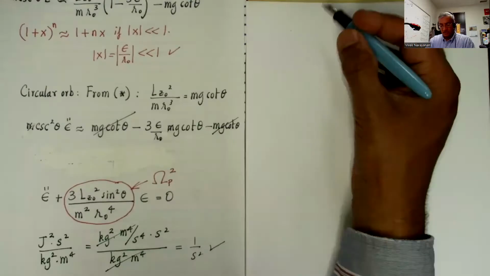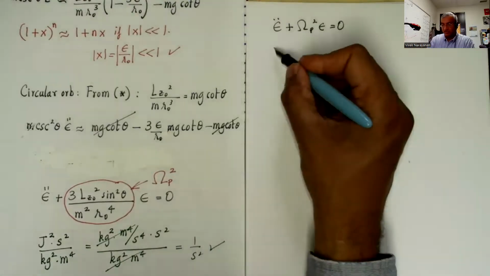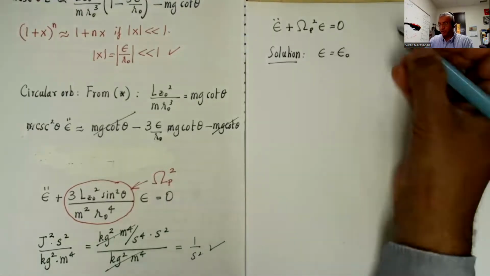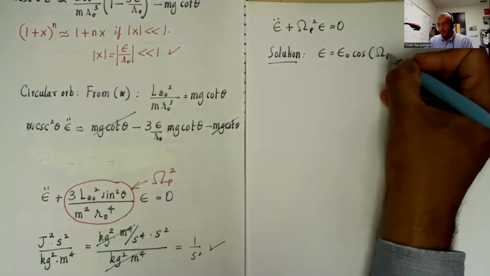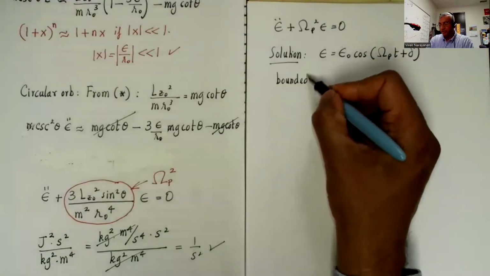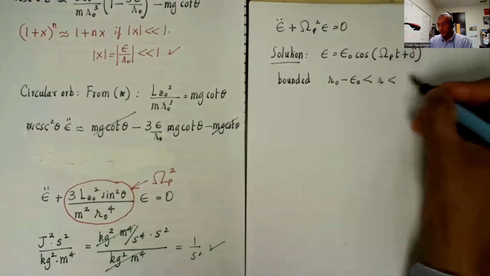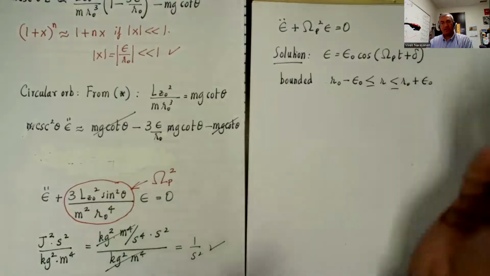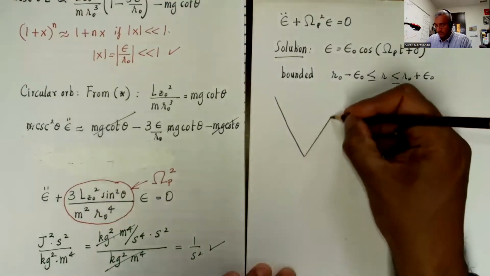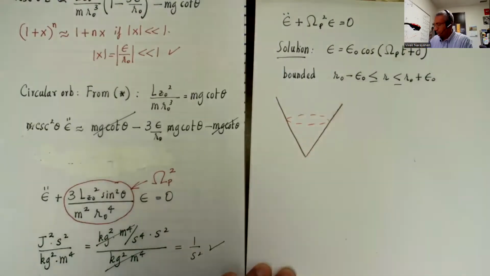So we can solve this equation. The equation I have is epsilon double dot plus omega p squared epsilon equal to 0. And the solution is obviously cosine or sine. I'll write it like this: epsilon equals epsilon naught cosine of omega p t plus delta. So it's a bounded perturbation, and the bound is between r naught minus epsilon naught to r naught plus epsilon naught, because cosine is bounded between -1 and 1. So we have shown that it's radially bounded. In terms of a figure, what this would look like is if you perturb this, the orbit will change from being a perfect circular orbit to something that looks like this.